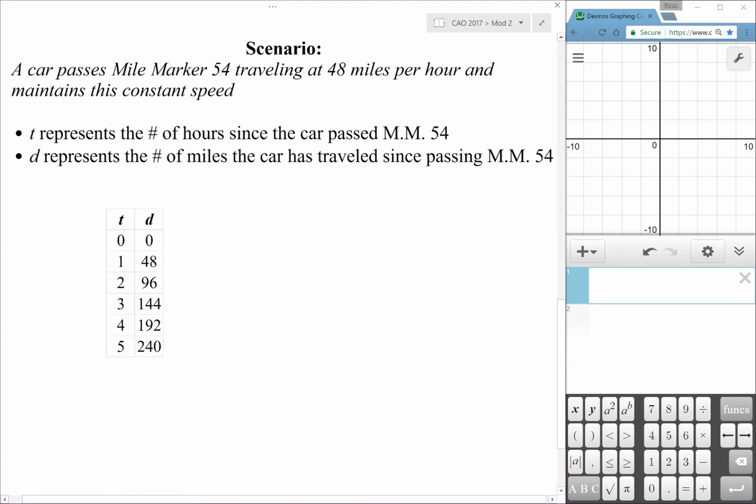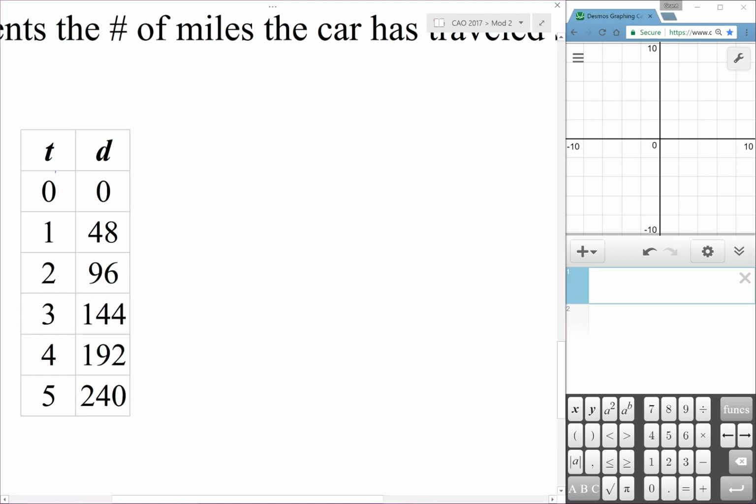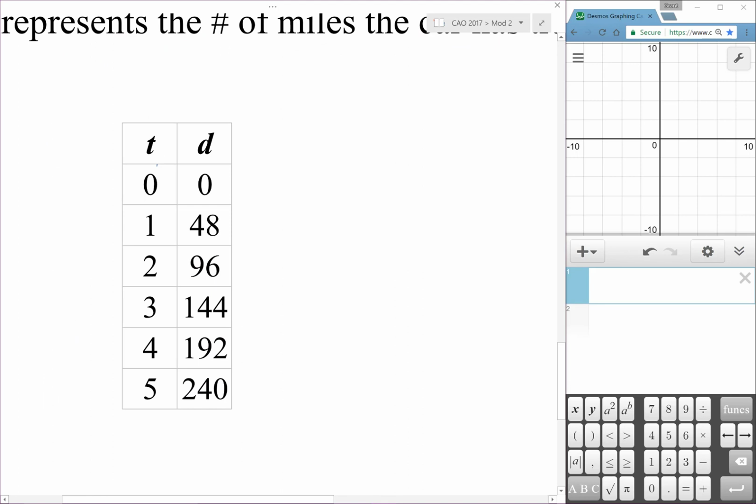A car passes mile marker 54 traveling at 48 miles per hour, and the car maintains this constant speed. We'll let the variable t represent the number of hours since the car passed mile marker 54, and we'll let d represent the number of miles the car has traveled since passing mile marker 54. And we have a table of values relating t and d, and we can use this table to describe how t and d vary together over various intervals of time.